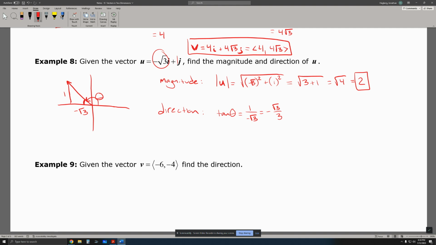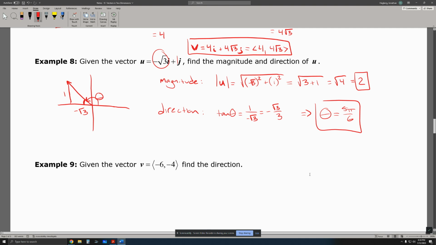Now I'll save you the work. We know how to do this. I know that my reference angle of pi/6 in quadrant 2 is going to tell us that theta is equal to 5 pi/6. Okay? So then the magnitude of vector u is 2 and the direction is 5 pi/6.